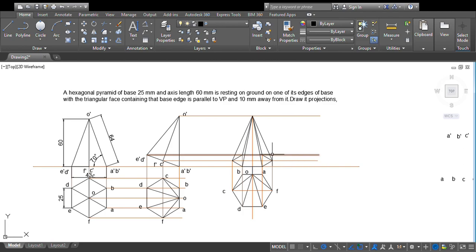Now we have these two lines which are invisible lines, so those lines you have to mark as dotted lines. Then you have a line from here to the midpoint of that line, the center, so that is the reference line, the axis of the object. So you have to draw that also, and you use a chain line to represent that.